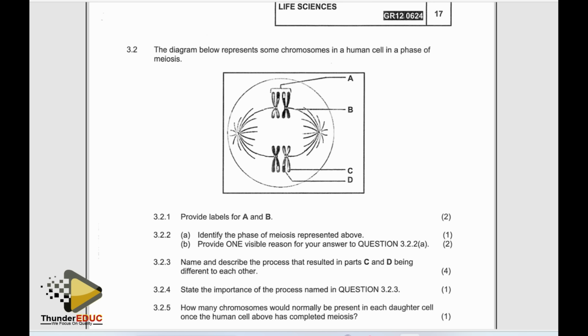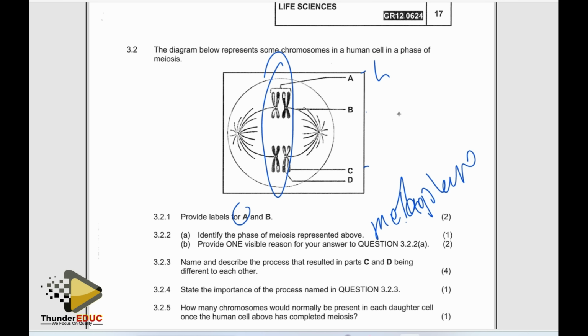Then you go to meiosis. Label A. What is A? It is a homologous chromosome. B is the spindle fibers. C is a chromatid, and D is also a chromatid. Now we are again saying identify the phase mentioned above, because they are in the middle. So it is metaphase, but because they're in pairs, it is metaphase 1. So we are done with that.